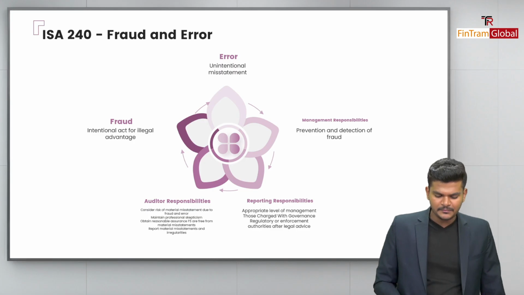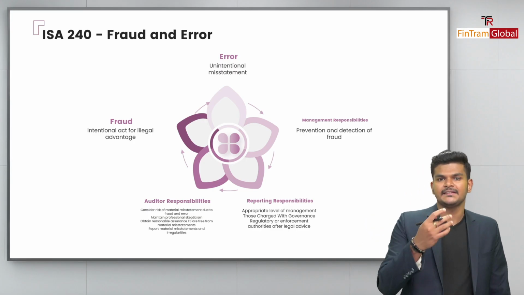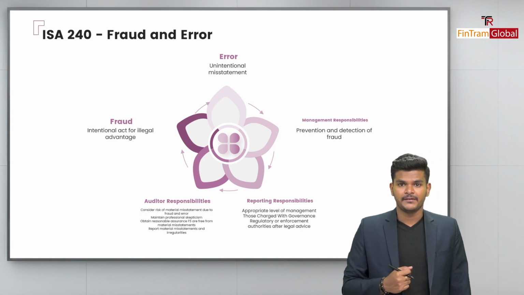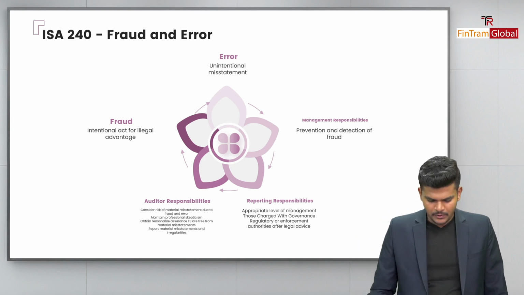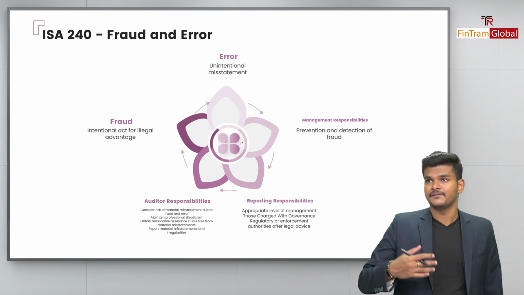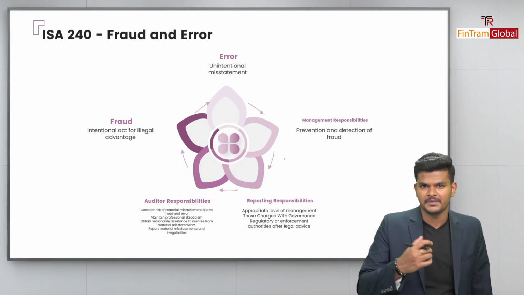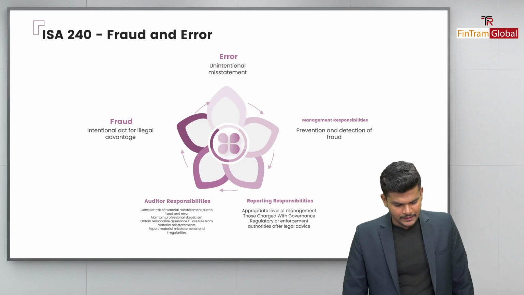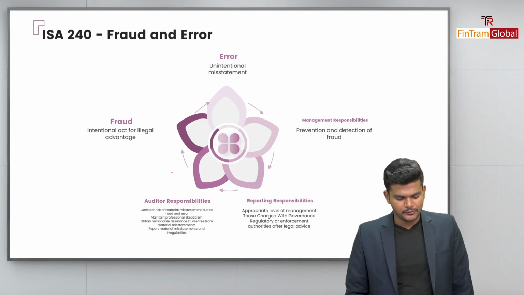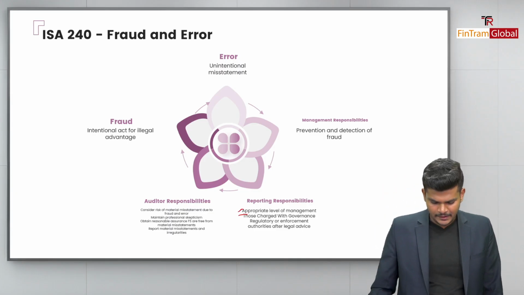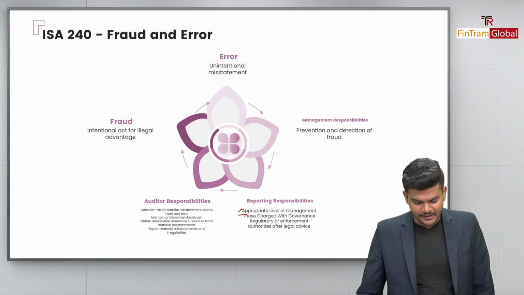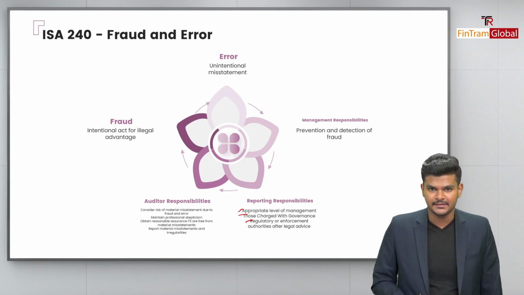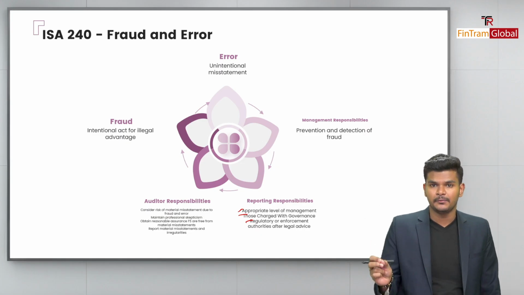Now, when it comes to reporting responsibilities, let's say that as an auditor I have identified a particular issue caused due to fraud. Whom should I report it to? Well, first of all, if the company has an audit committee, then I'll go to the audit committee first, or the appropriate level of management. If they're not taking any action, then I go to those charged with governance. And if that's not working, then I'll go to the regulatory or enforcement authorities, after seeking legal advice.